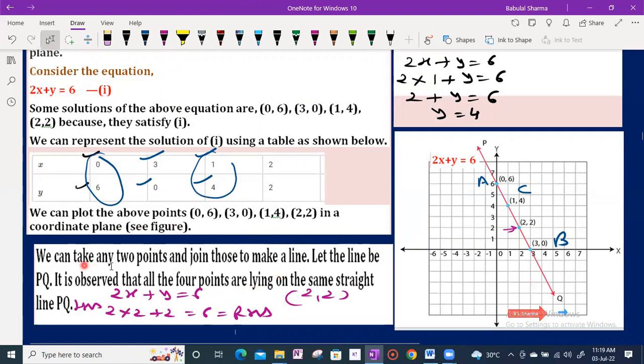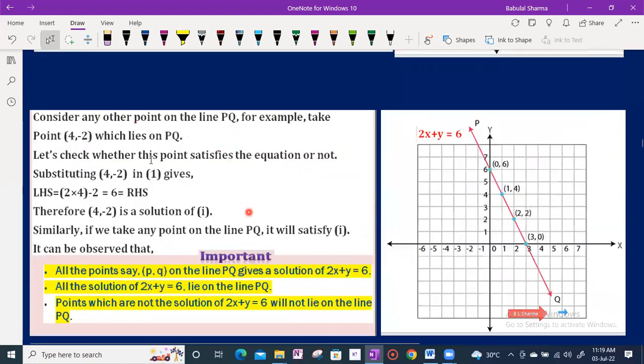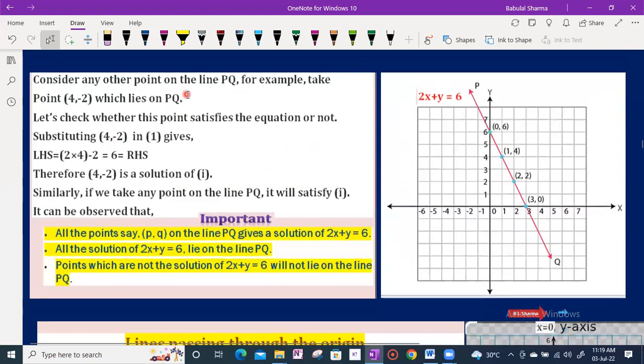So we can say that yes, we can take any 2 points and join those 2 points to make a line. Okay, let the line be PQ. इसकी line PQ आपका बना है. It is observed that all the 4 points are lying on the same straight line PQ. Next, consider any other point.